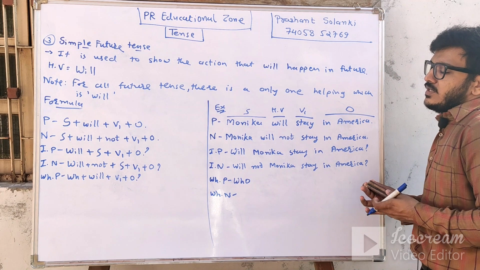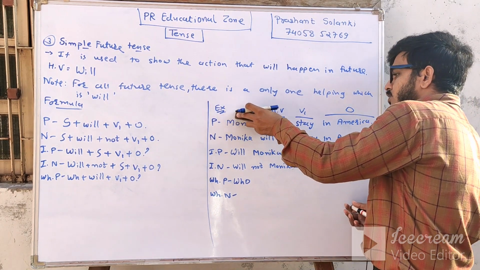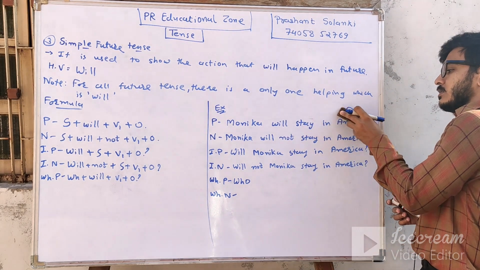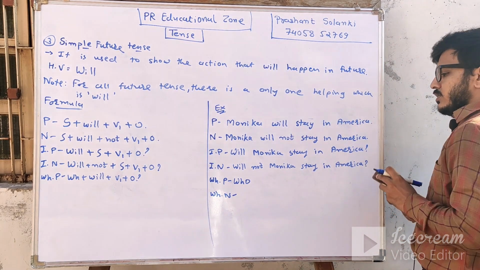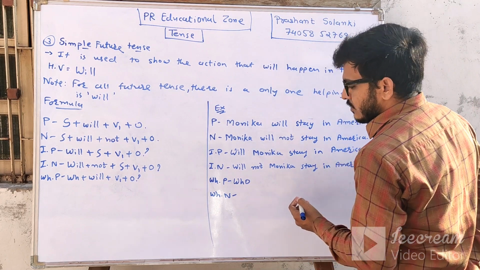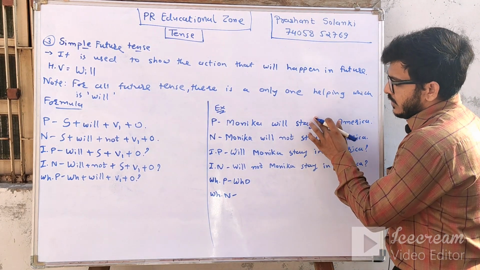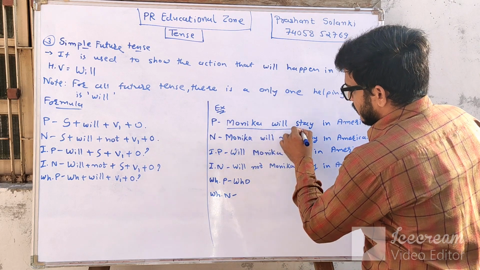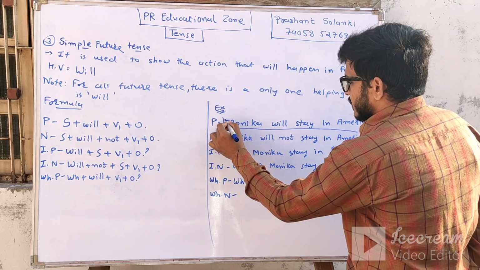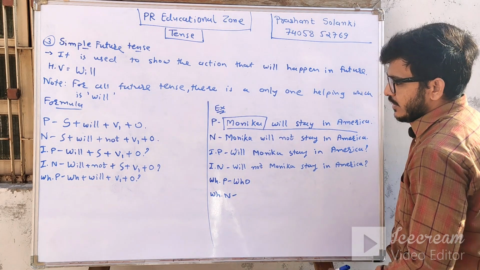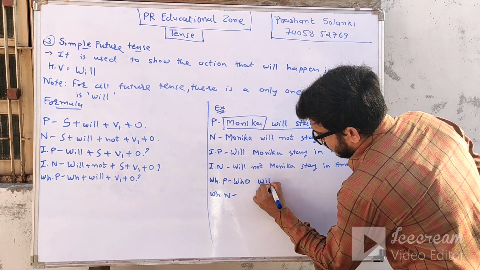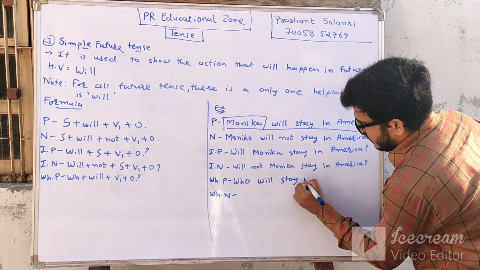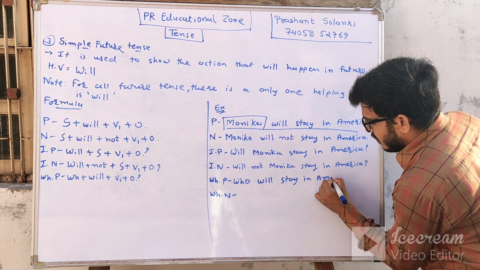As I said earlier, when we are using who, the subject will be eliminated. So I use who here, and the subject will be eliminated from the positive sentence. Here the subject is Monica and it will be eliminated, and we will write the sentence as it is: Who will stay in America?